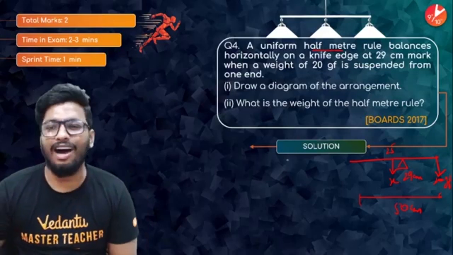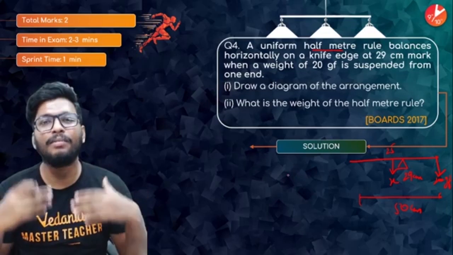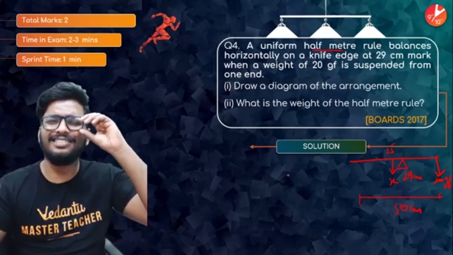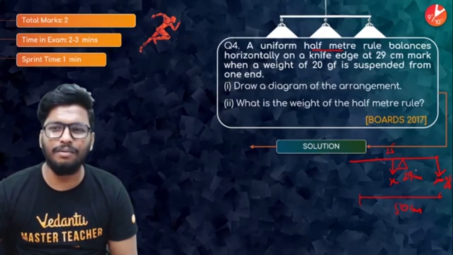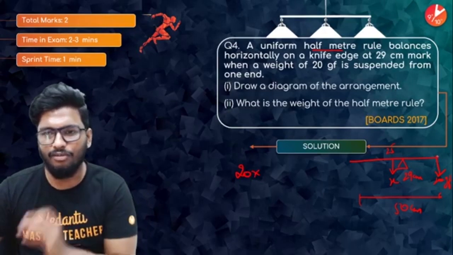Now, what is the weight of the half-meter scale? Now, the point is very simple, guys. If you remember the principle of moment, clockwise moment should be equal to anti-clockwise moment. That's all, right? That is the simple formula. So how do you find the clockwise moment? Clockwise moment is 20 into what is the distance? This is at 50 centimeter.